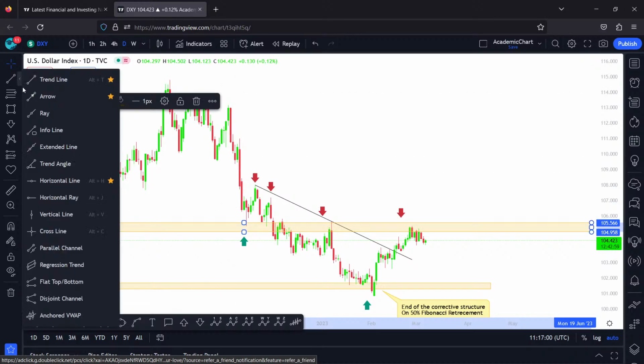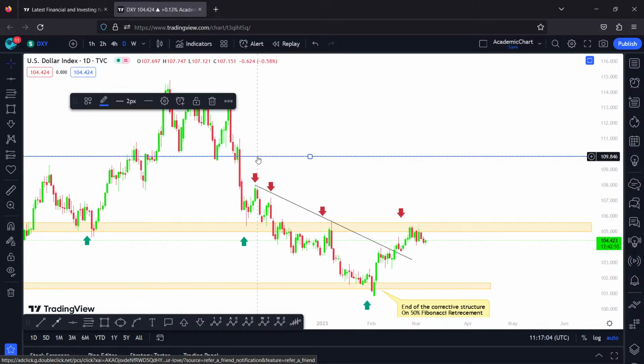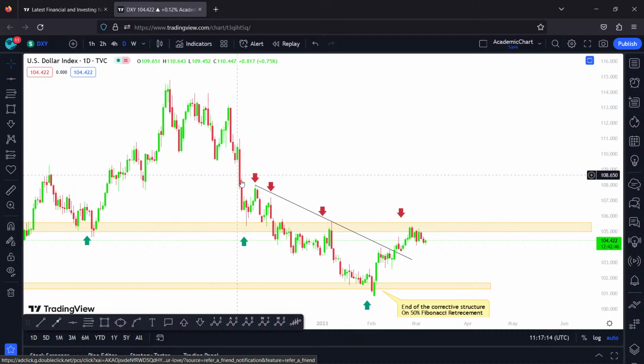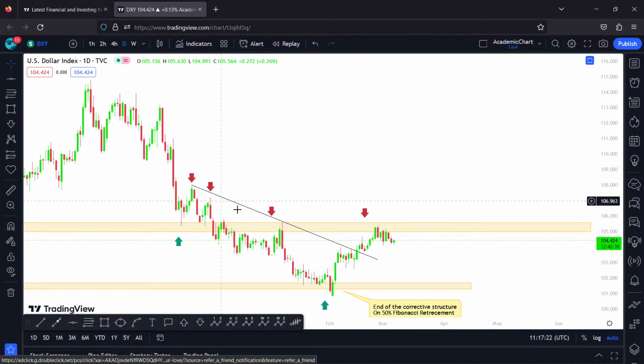I'm seeing that people also use a horizontal line to show a resistance or support zone, but I'm not a fan of it. It might work, but it is not that much fun for me to use, because I know these are not an exact price. Anyhow, just returning back to our main discussion.